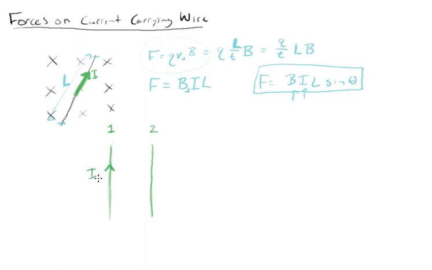We'll call it I1, and this has current going up as well. We'll call it I2. So let's look at this. What would be the force on wire 1? Well, wire 1 is inside the magnetic field created by the current in wire 2.